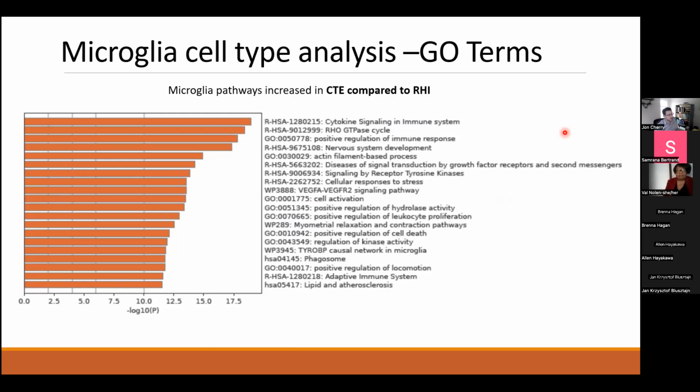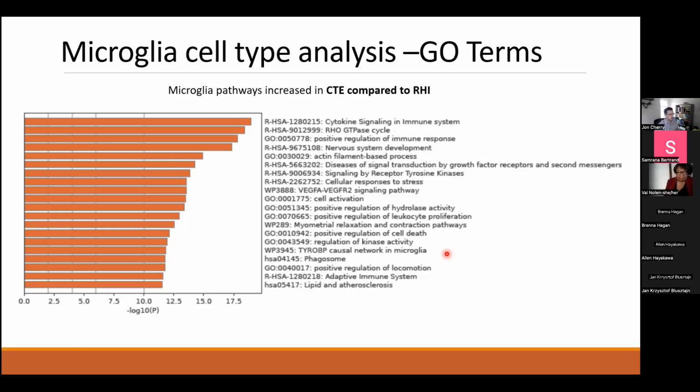The one really interesting thing that stood out to us is this TYROBP causal network in microglia that was elevated. So this is part of the DAP12 signaling pathway, which is involved in TREM2. Now, if you're any familiar with degenerative diseases at all, or microglia or any sort of immune category, TREM2 should be immediately evident. It's a very important signaling protein that's involved in glial phenotypes and inflammation, and might be involved in Alzheimer's. And we're seeing it being elevated here in the context of CTE. So it might be involved in the transition from RHI to CTE.